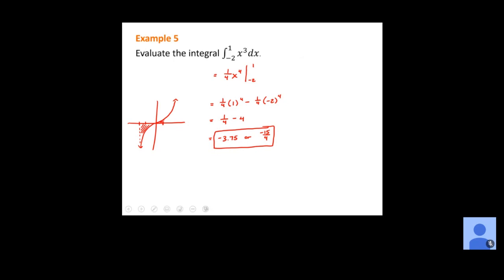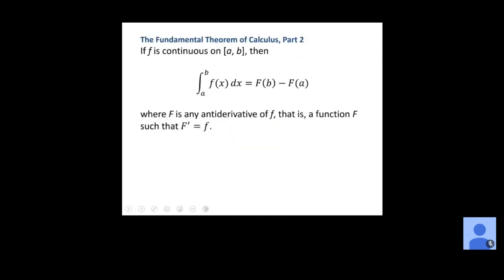So the reason we use the antiderivative is because part 2 of our fundamental theorem tells us that's our shortcut. If I want to know the integral from a to b of f of x dx, I'm going to find the antiderivative at b, I'm going to find the antiderivative at a, and I'm going to subtract those two values. Okay?